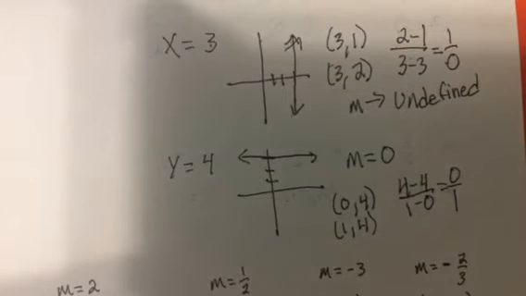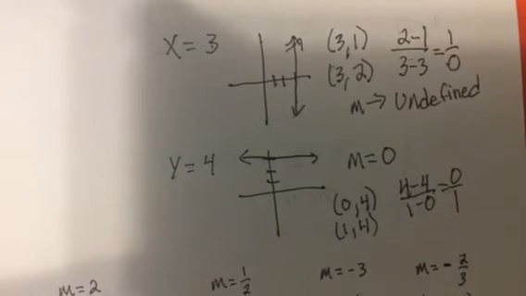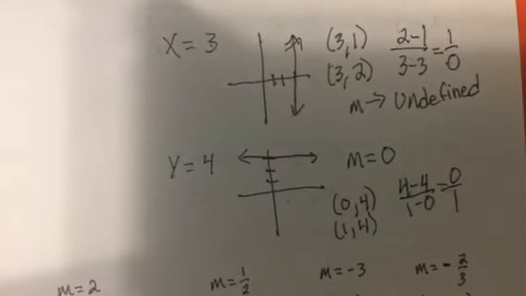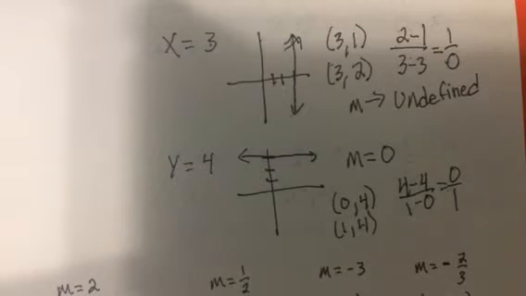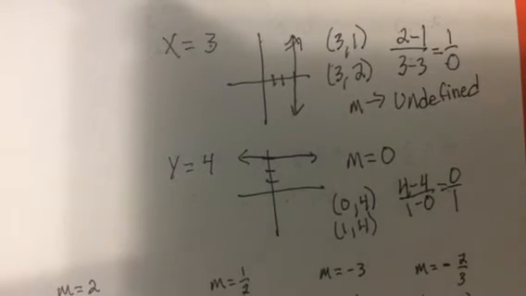Don't have a saying for that one. Oh, wait a minute. X equals a number is a vertical line whose slope is always undefined. Say it with me. Good for those that did it.